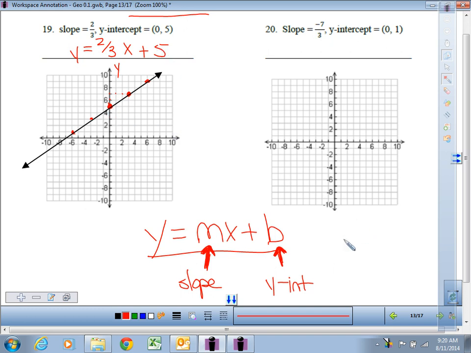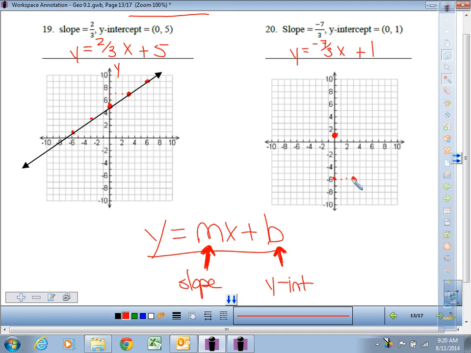So let's go to number 20. Let's write a quick slope-intercept form. So we're going to go y equals negative 7/3 x plus 1. So we're going to go up 1. Now from this ordered pair, that's my y-intercept, so we go up 1. Now from that, we're going to go down 7 and right 3.